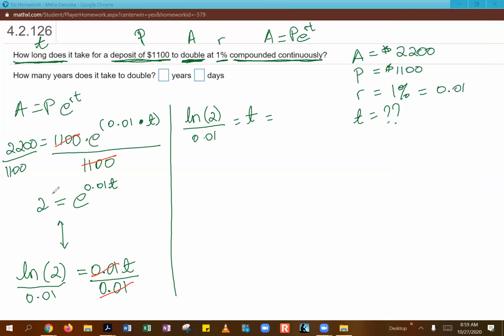Oh, and one thing I do want to point out: when you are doing this in your calculator and you use that natural log key, a lot of times calculators automatically open parentheses. So when you type in the 2, make sure you close parentheses before you divide it by 0.01, because if you don't close the parentheses here, your answer will come out inaccurate. So what do you come up with for the value of t here?